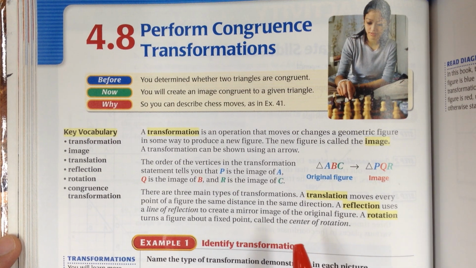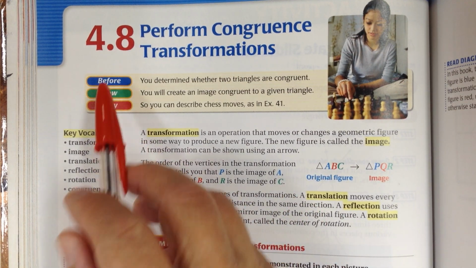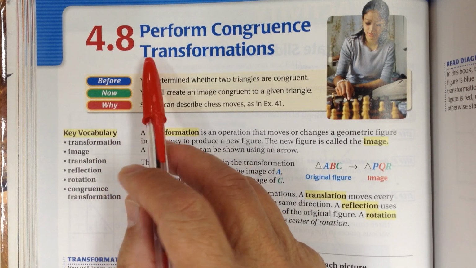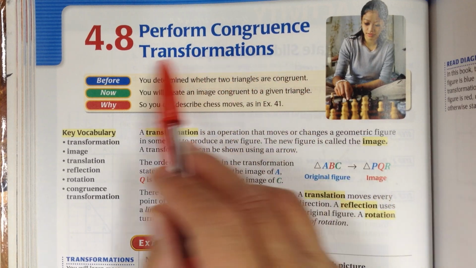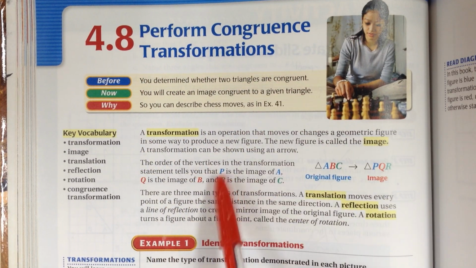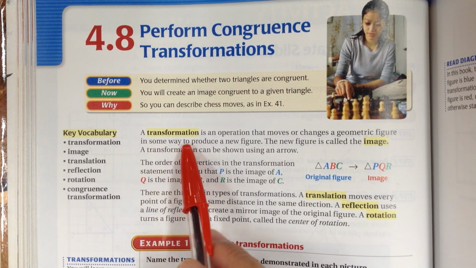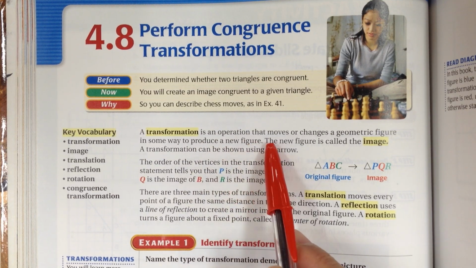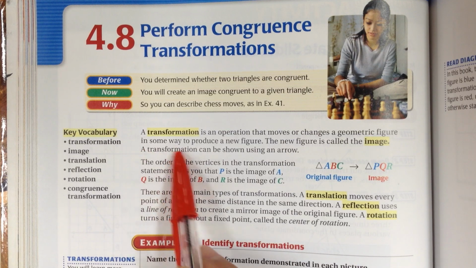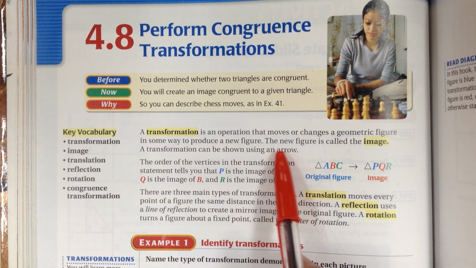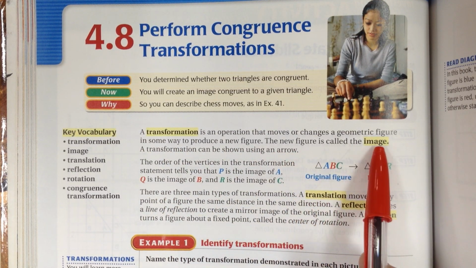Let's go to page 272. This lesson is 4.8, and this lesson is to perform congruence transformation. A transformation is an operation that moves or changes a geometric figure in some way to produce a new figure. The new figure is called the image.